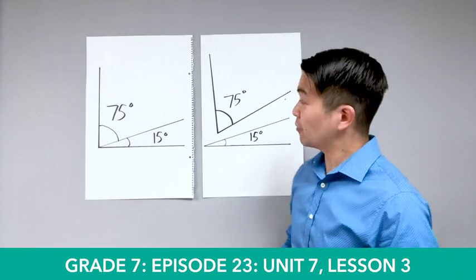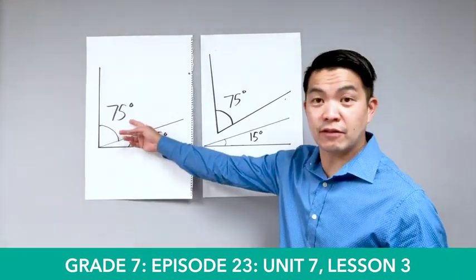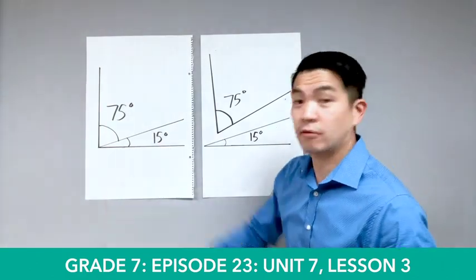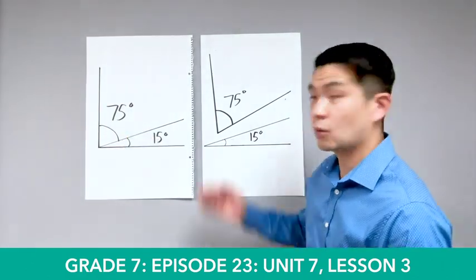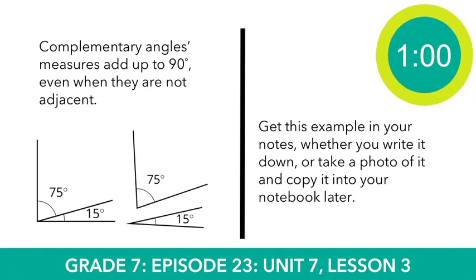Here's another example that would be good to have in your notes. The angle measures 75 degrees and 15 degrees are complementary, regardless of whether they are adjacent angles or not. Let's take some time to get this example in your notes, whether you write it down or take a photo of it and copy it into your notebook later.